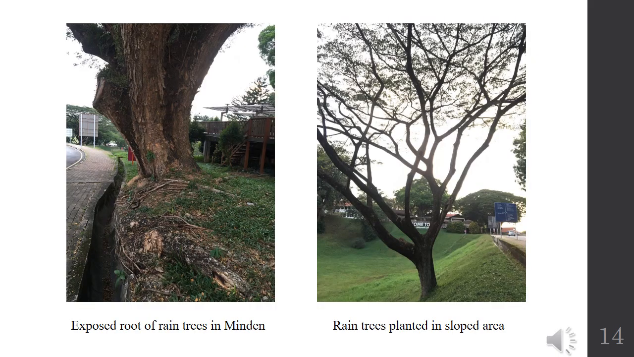The first picture shows the exposed root of rain trees in Mindan. This root came out because of limited space for root exploitation due to the drainage. And the second picture shows that most of the rain trees in Mindan are planted on slope and paved area.